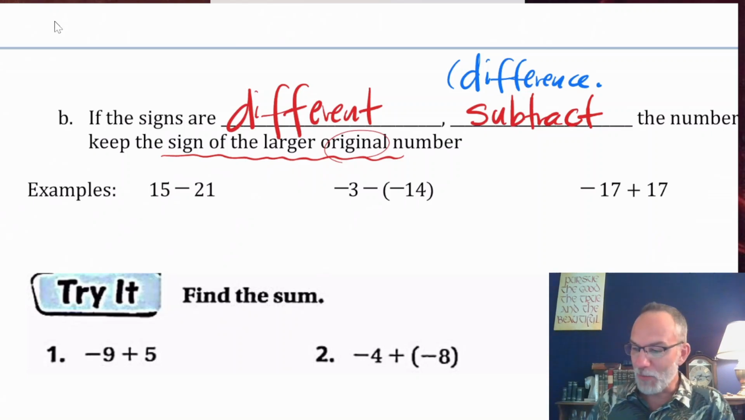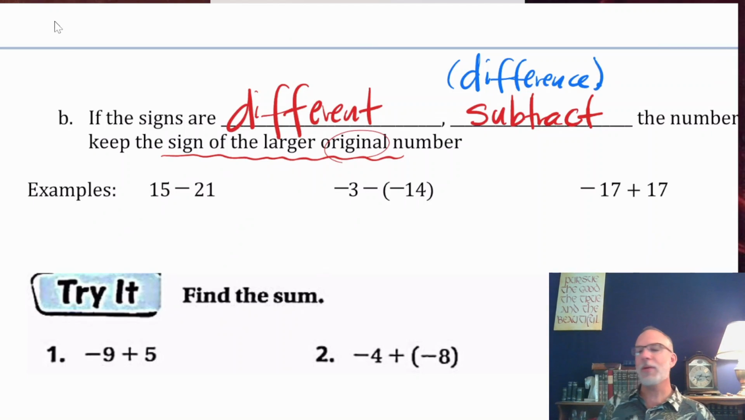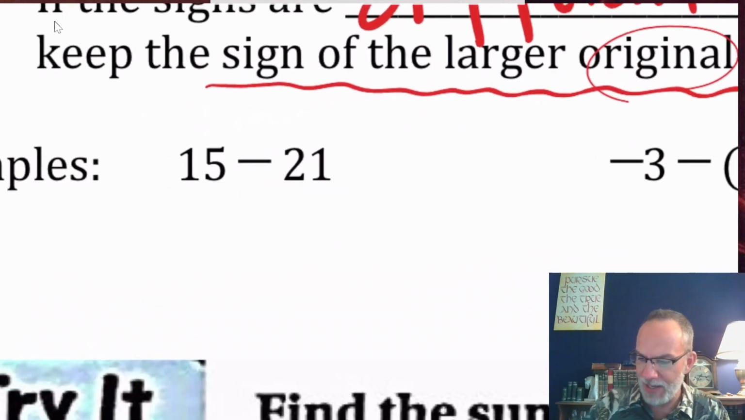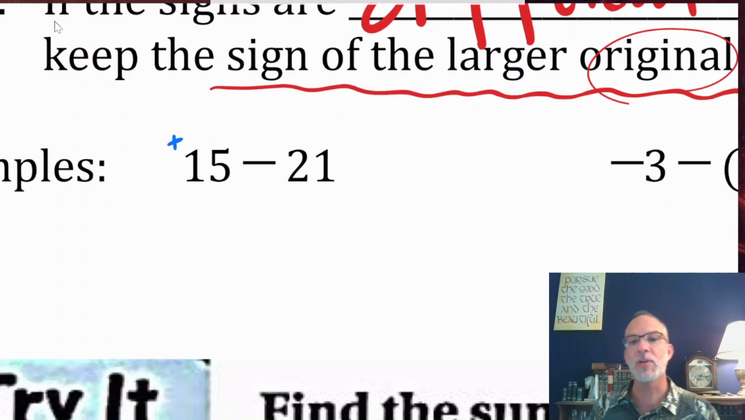If the signs are different, you find the difference, which is just subtraction. And don't think about the sign of the numbers. It's always just the difference, which means the larger number minus the smaller number. Don't care about the signs. So, for example, 15 minus 21. Well, the sign on 15 is positive. So are the signs the same or different? They're different. What's the difference between 15 and 21?